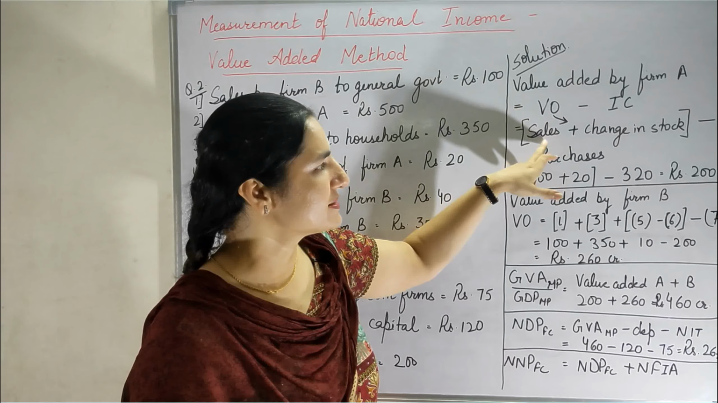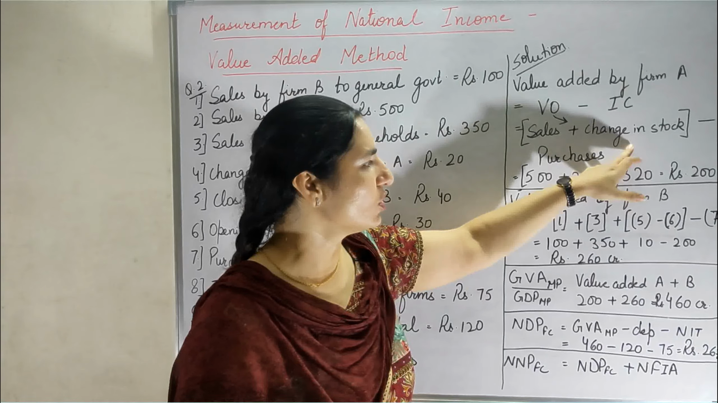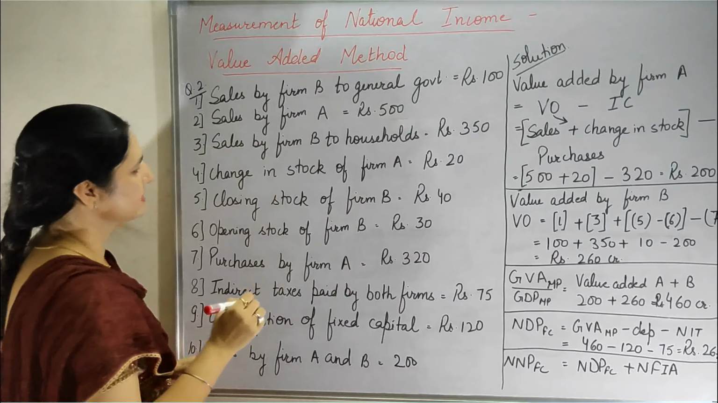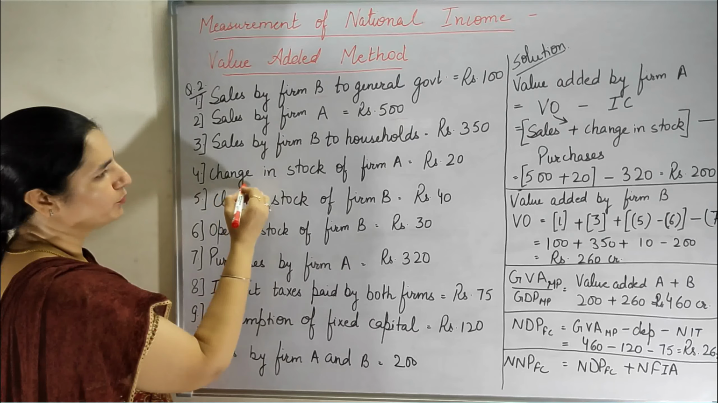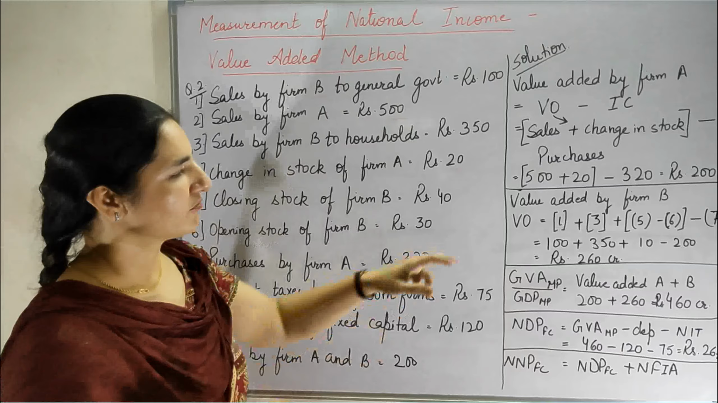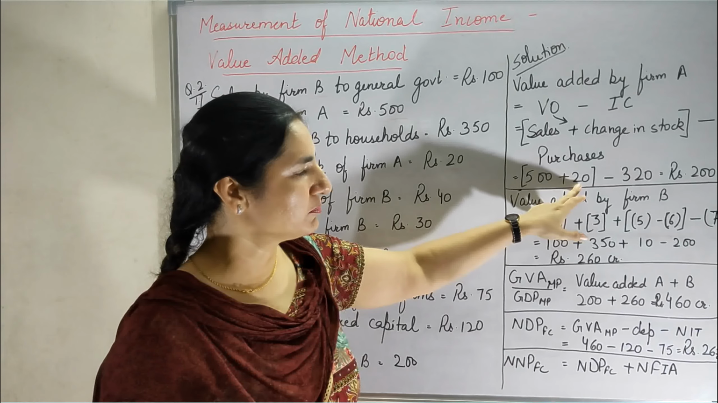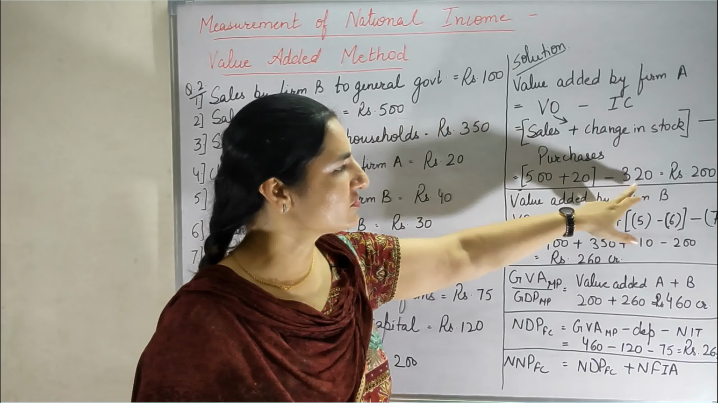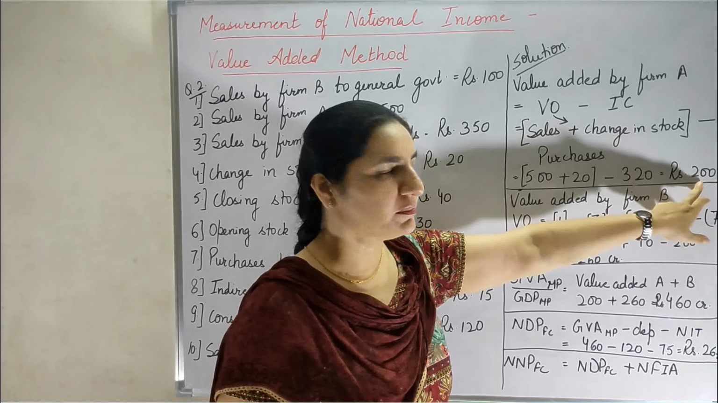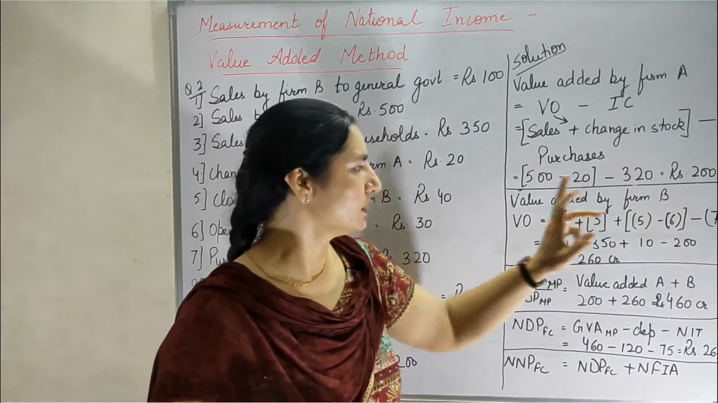So value of output is sales plus change in stock for firm A only, that is here sales is given, and in point number 4 change in stock is given. So we have considered both of them. 500 plus 20 minus 320, that is the purchases. So value added by firm A is rupees 200.